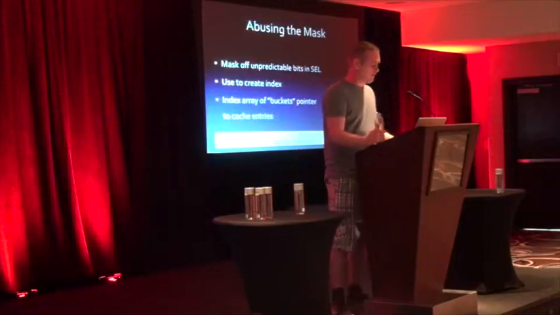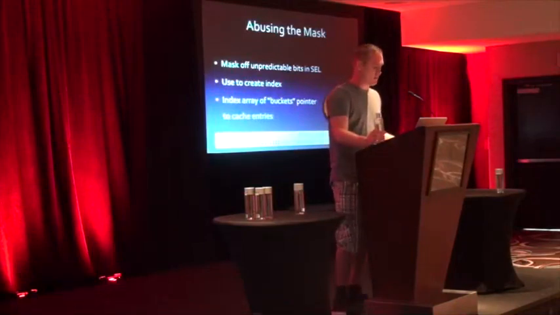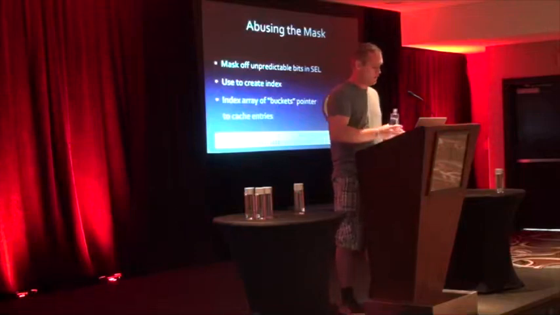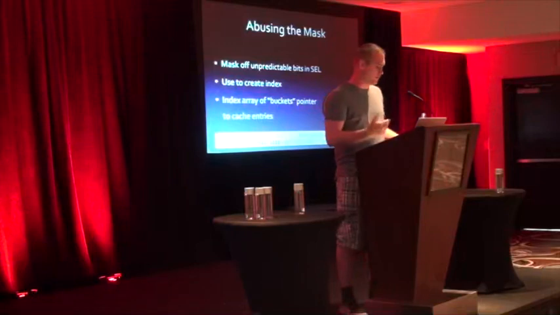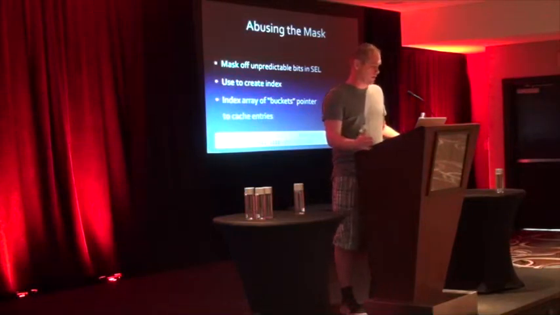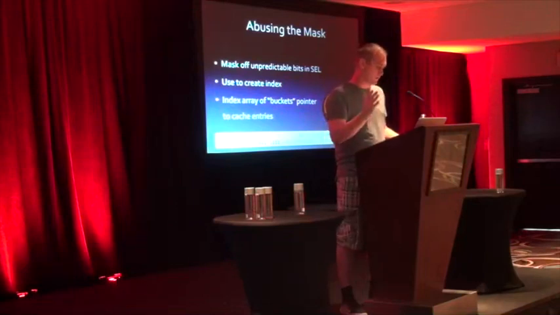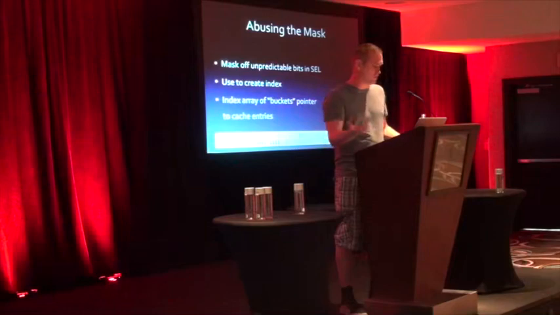So we need some way to figure out the unpredictable bits in the selector to look at, using the technique that we had previously, and then use those bits to create an index. And then we index into an array of buckets to the cache entries, and we use the fact that it's only the randomized bits to dictate which entry is the one that we want.